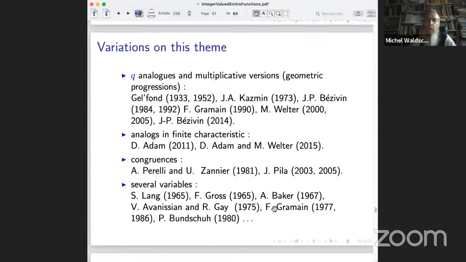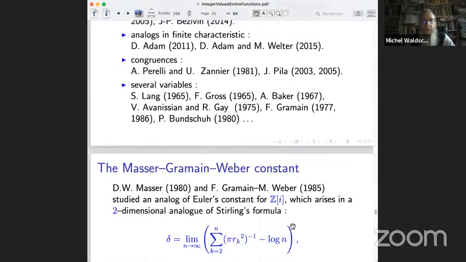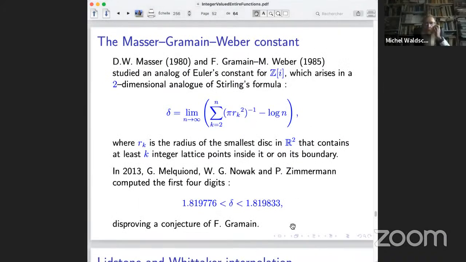So there are a lot of variations on this theme: analogues, multiplicative versions, analogues in infinite characteristic, congruences, and several variables. A lot of work has been done by many authors, but I would like to conclude this survey section by mentioning a problem which occurred in the work of Masser, who studied the question of integer-valued entire functions over Z[i], and it gave rise to the final result on the constant of Gelfond by Gramain.